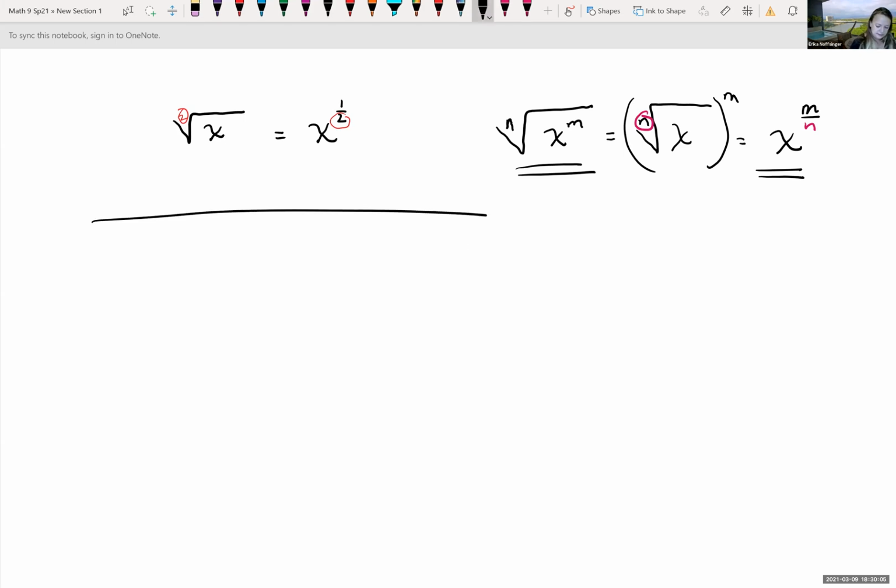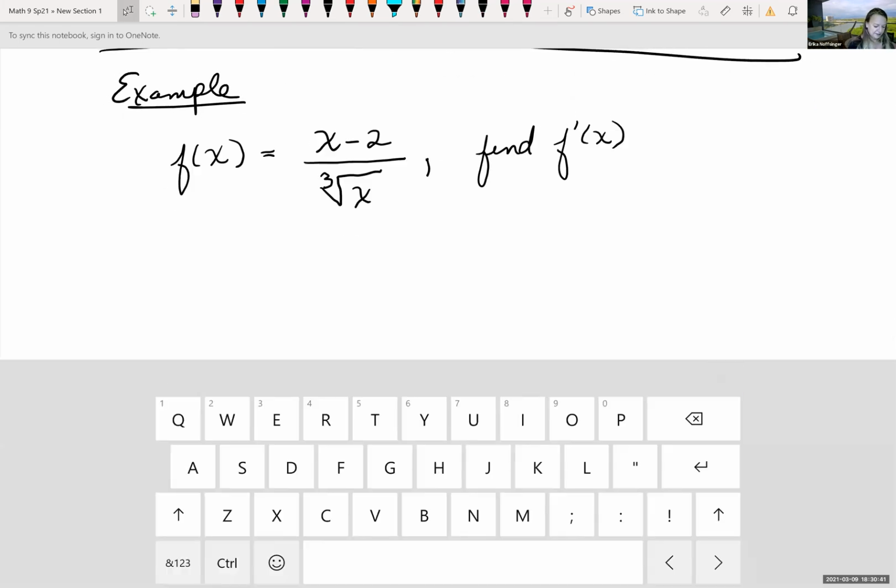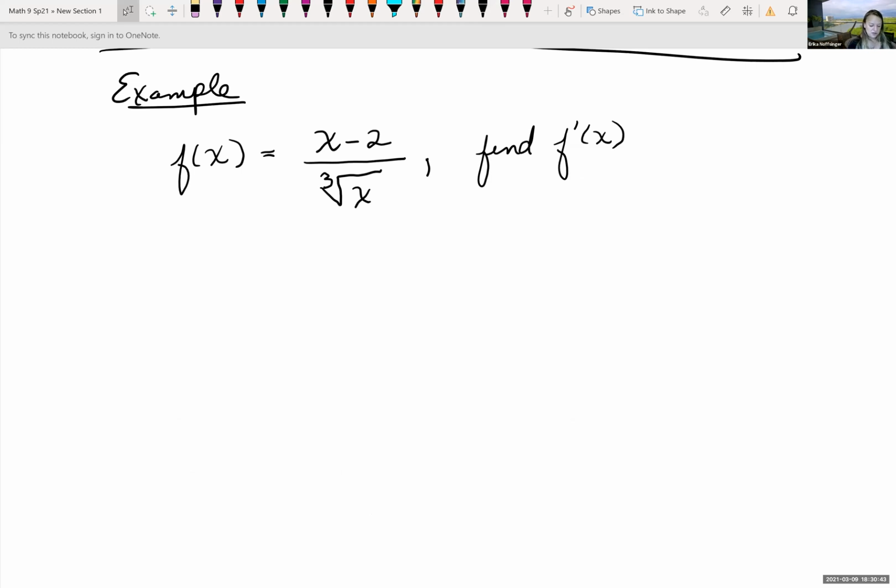So for instance, let's say we had f of x is equal to x minus 2 all over the cubed root of x. Again, we want to take the derivative of this. Right now, this is in the form where I could use the quotient rule if I knew that rule, or I've given it to you, but I haven't. So we've got to manipulate this in order to be able to do this.